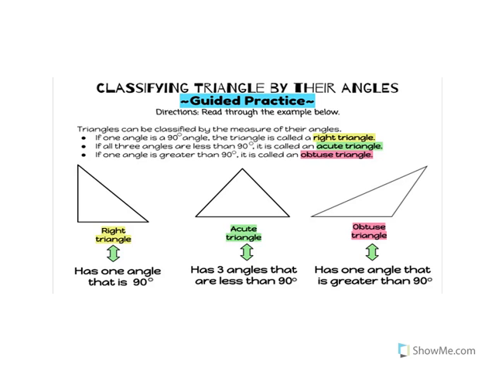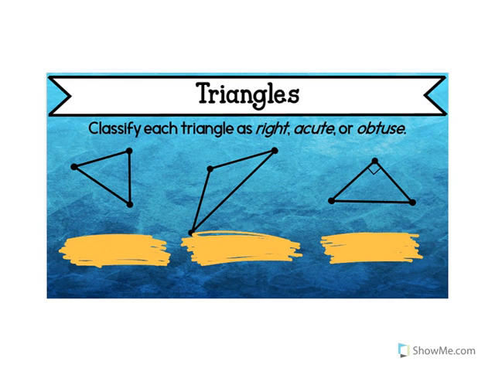Okay, so just to review, a right triangle has one right angle. An acute triangle has three acute angles. And then an obtuse triangle has one obtuse angle. The rest are acute. Okay, so let's see how you do with identifying them. So I want you to look at this first triangle.